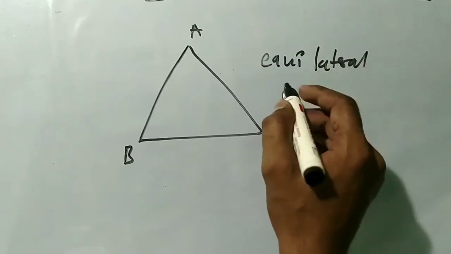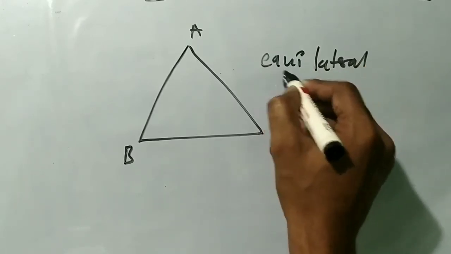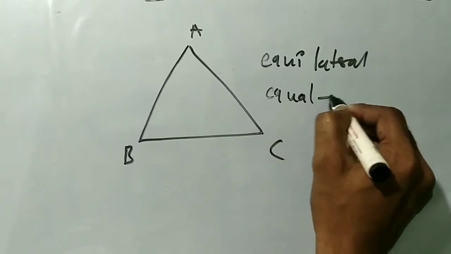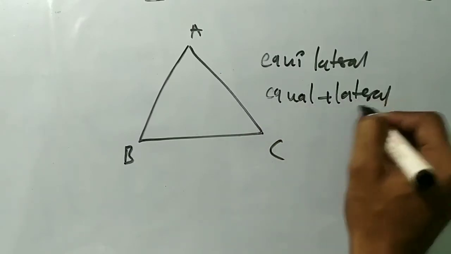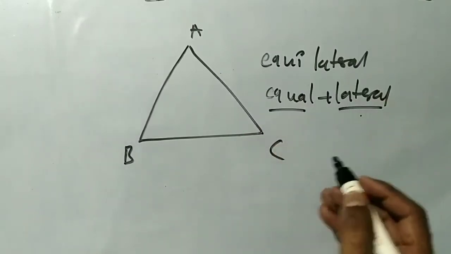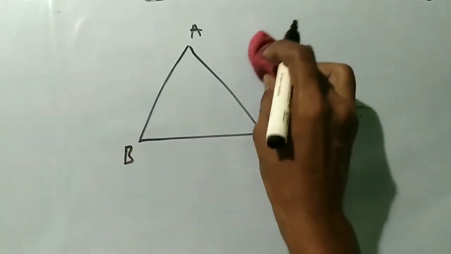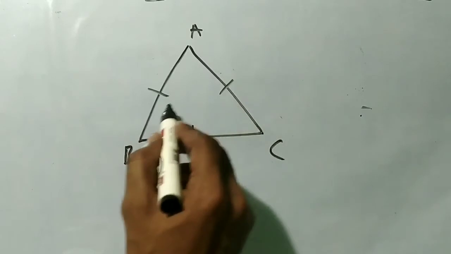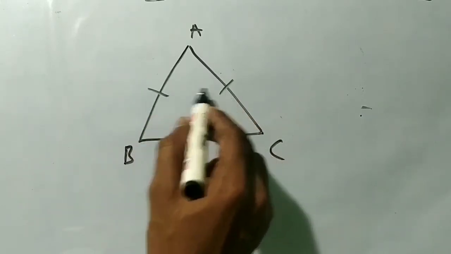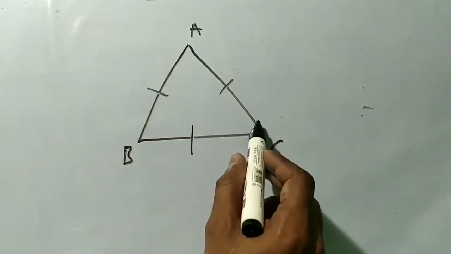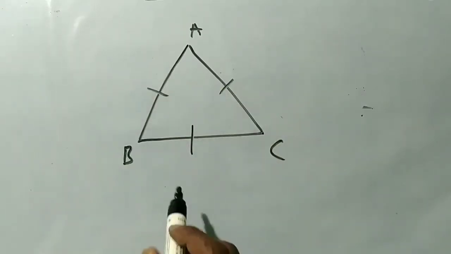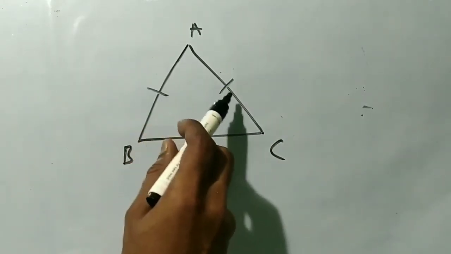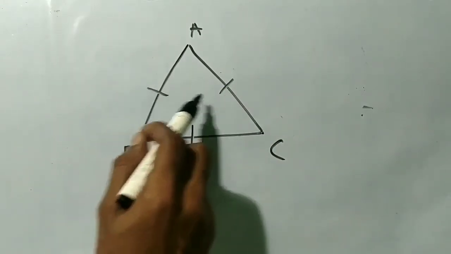It is a combination of equal plus lateral. Lateral means sides, so all sides are equal. Equilateral is nothing but all sides are equal. If all three sides are equal, we denote them with one line each. This side is equal to this side, and all sides are equal. That's why we denote all sides with one cross mark.